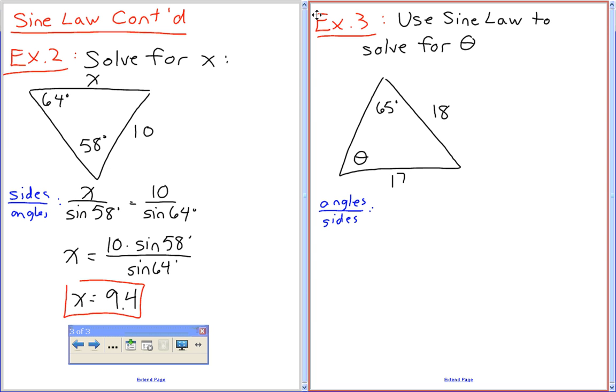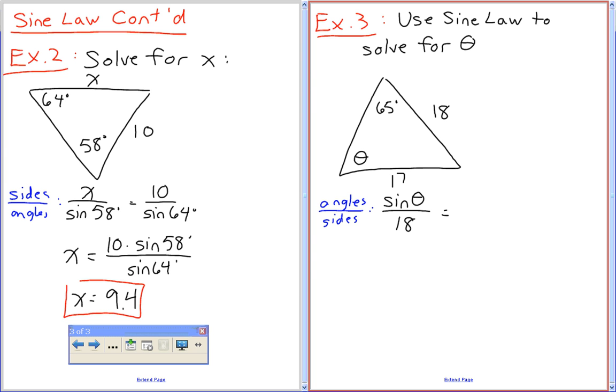So we're solving for theta. I'm going to do sine theta, because if you remember, angles always go with sine. Okay, cool. What's related to theta? Careful. Angles relate to sides, right? So if my angle is theta, what side is related to theta? 18, because it's the one directly across, right? So sine theta relates to 18, because they're across from each other.